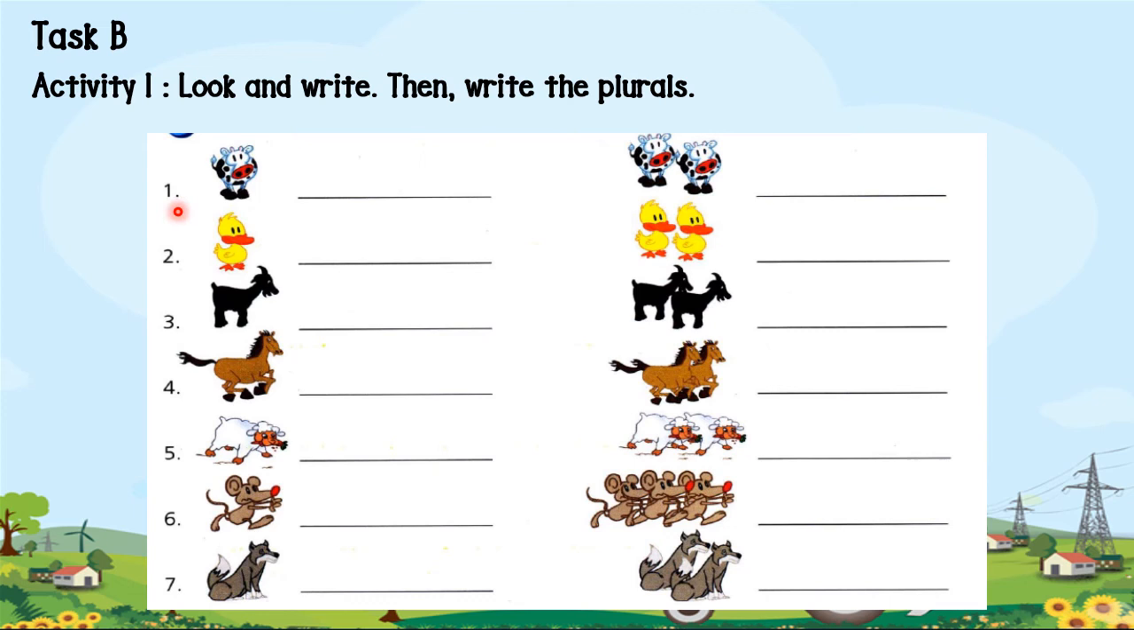For example, number 1, what picture is this? Yes, cow. So the singular is cow, C-O-W, and the plural for cow is cows, C-O-W-S. The rest, number 2 to number 7, I want you to do by yourself. Look at the picture and write the answer here.